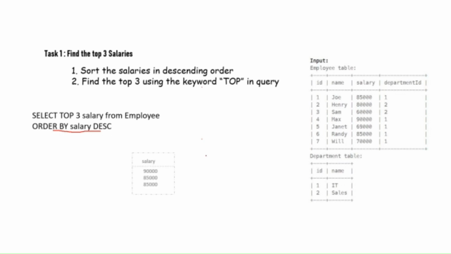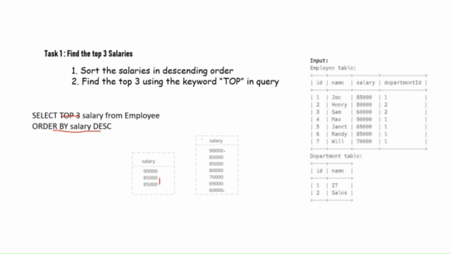Now this is what it returns. But wait, this is not what we are looking for, right? The value 85,000 is returned twice. But why? See, if you run this query without using the keyword TOP 3, this is what you get. The entire salary table gets sorted in descending order, from the highest to the lowest value. For now, we are not considering the department ID. We are just keeping it on hold for some time.